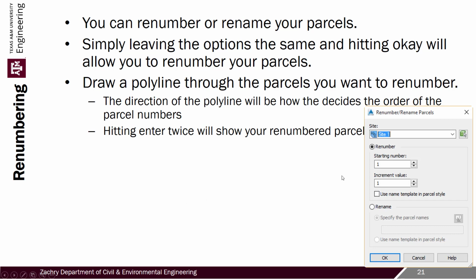You can also draw other lines in different areas. So if you hit enter once, after you've drawn a prospective line, it'll allow you to draw another line to select other parcels to renumber. If you actually want them all to renumber, you're going to have to hit enter twice, and that will renumber all the numbers and get you out of the command.